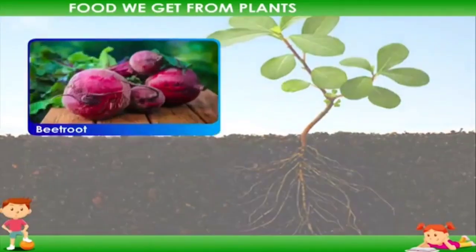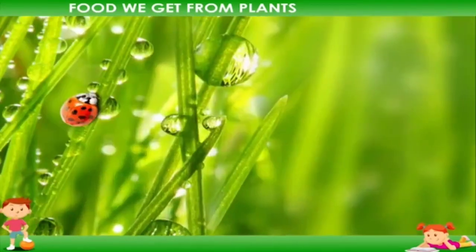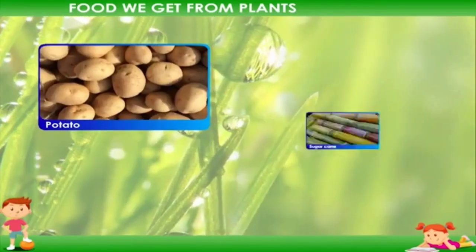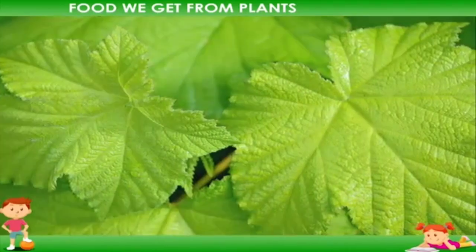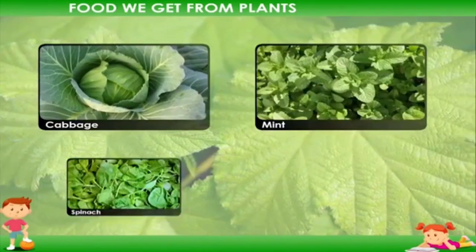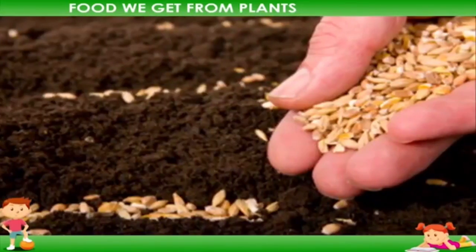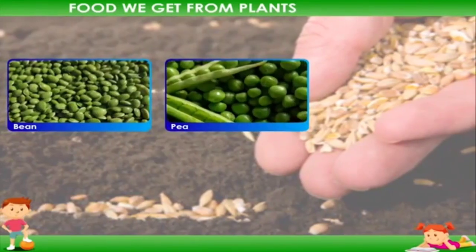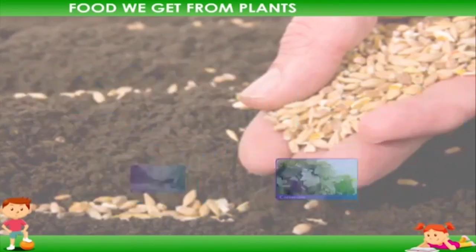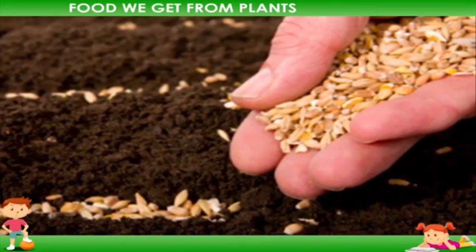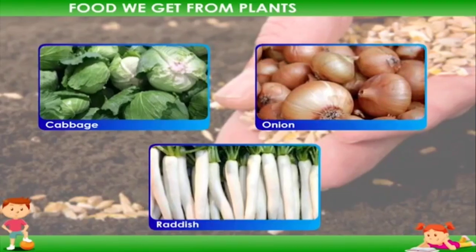We eat the roots of beetroot, turnip, and carrot, etc. We eat the stems of potato, sugarcane, ginger, etc. We eat the leaves of cabbage, mint, spinach, coriander, etc. We eat the seeds of bean, pea, gram, rice, coriander, etc. We eat most parts of plants such as cabbage, onion, radish, etc.